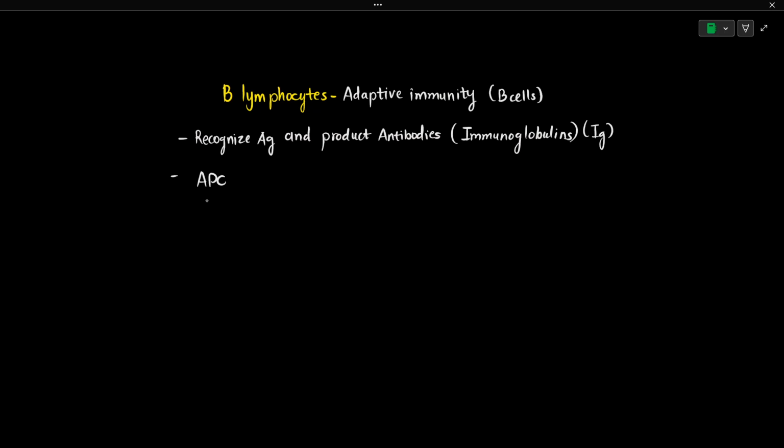So this is how B lymphocytes not only help in humoral immunity, but also take part in cell mediated immunity by activating the T cells. They do the job of antigen presentation, and besides antigen presentation, they produce cytokines.